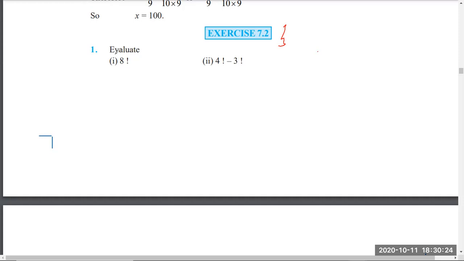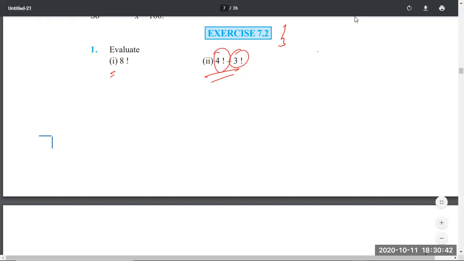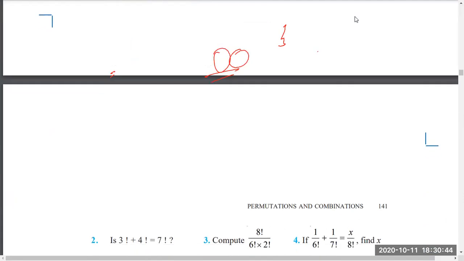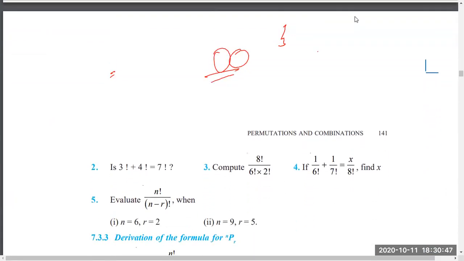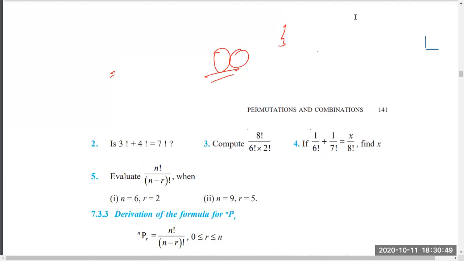Evaluate 8 factorial. I think you can do this, right? 8 factorial is just 8 into 7 into so on to 1. You can do 4 factorial minus 3 factorial: first find 4 factorial and then 3 factorial and just subtract. The third one you can do. The fourth one you can do. Evaluate n factorial by (n minus r) factorial. Okay, you can do this. So let's go to the next topic.